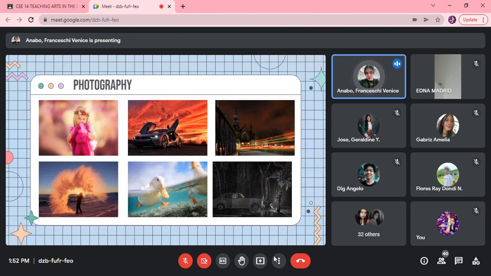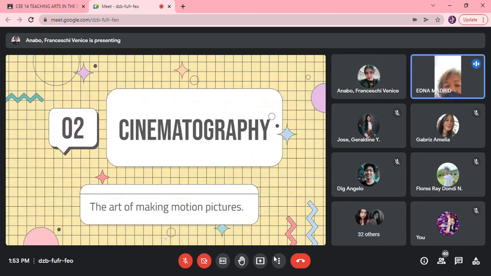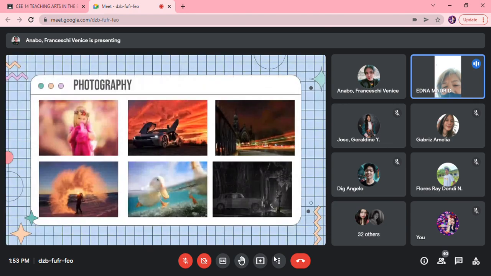So as you can see, we have people, things like cars, places, animals as subjects. Tsaka if mapapansin, di sila pantay-pantay when it comes to color or yung mood. Iba mas matingkad, iba mas colorful, iba naman black and white. Next, actually, what they are shooting is the nature. Yung mga nature ang kinukunan nila, parang maganda.